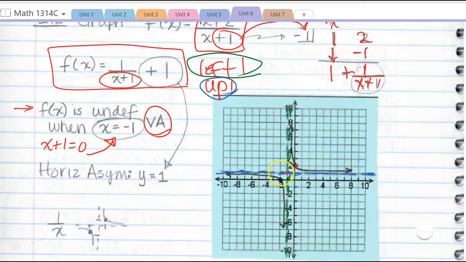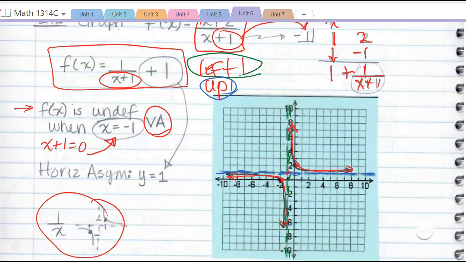That's where I'm getting that point. Likewise, I would go to the left 1 and down 1 because we know our parent function is our reciprocal. So then from this point, I get close to my asymptotes. Same thing for the bottom branch here. And that's how I finish graphing it.